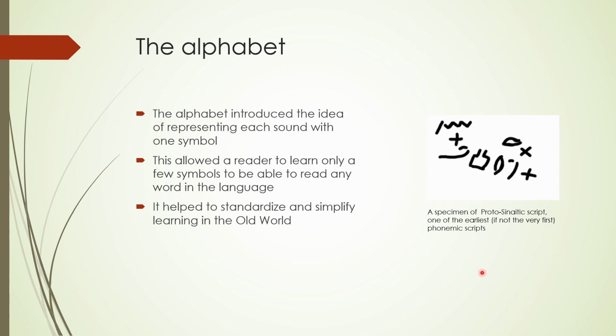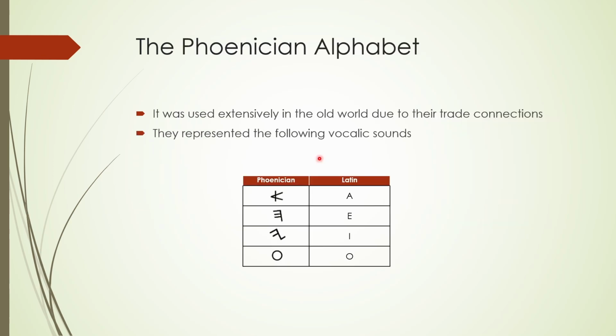Instead of learning thousands of symbols, as in an ideographic system, or hundreds of symbols, as in a syllabic system, you only needed to learn 20 symbols, and you were able to represent any word in the language. The Phoenician alphabet was used extensively in the Old World due to their trade connections. They represented the following vocalic sounds.